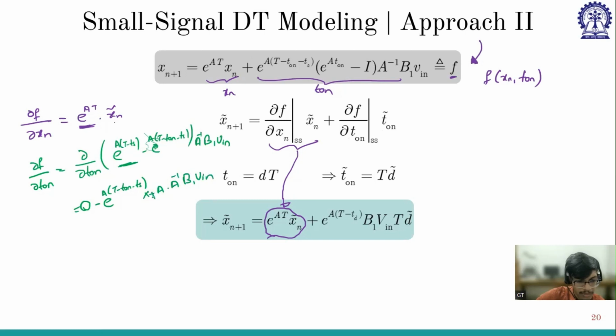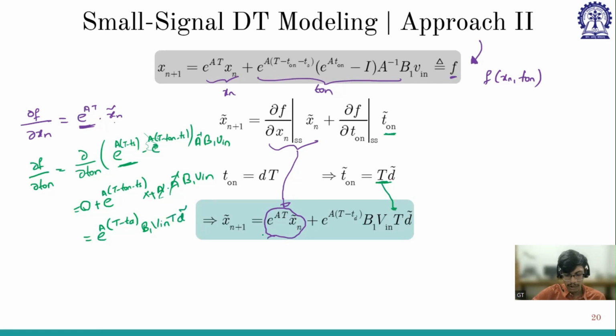So this minus becomes plus, and A inverse will get cancelled. So the final expression is e to the power A (T1 plus TS) minus T delay, B1 into V in into T on perturb is what? T into D perturb. So the T is coming over here. So the T into D perturb.